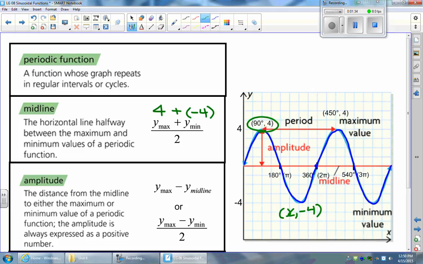So 4 plus -4 is 0, and if we divide that by 2, 0 divided by anything is still 0. So our midline for this specific function is y is equal to 0.